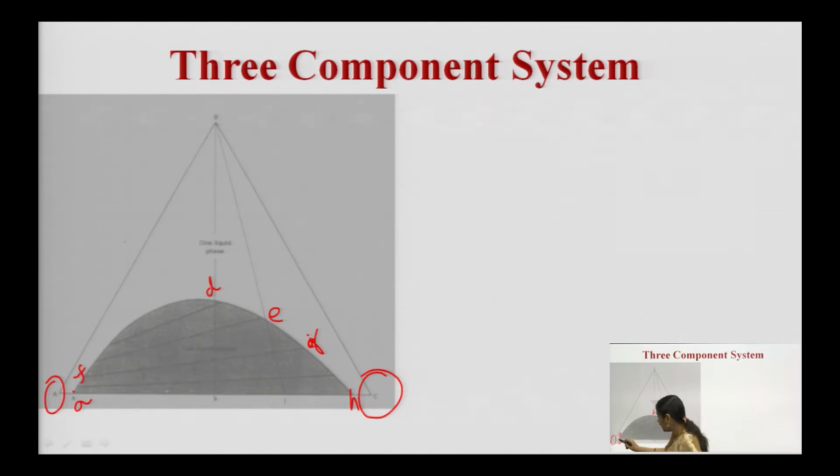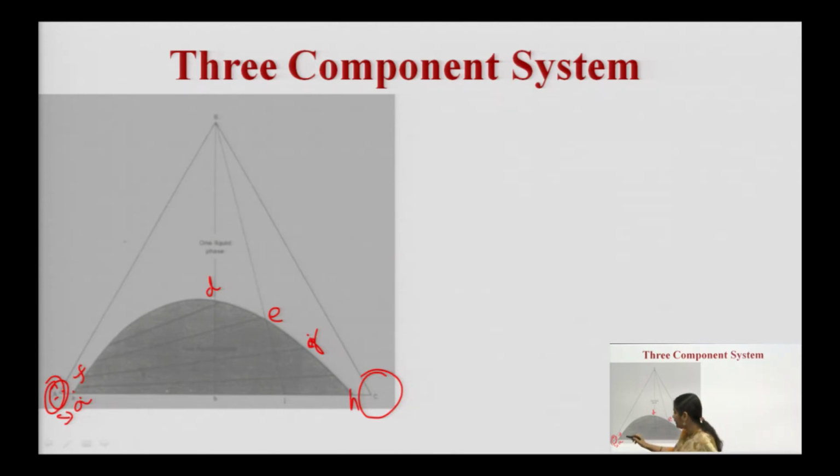Till this small a, A and C are miscible with each other, and here A is present 100% and C is 0 here, and as we move towards this small a, just a small increment of C is done. From this origin to this a, they are miscible, and again they are immiscible, and again from H to C they are miscible over a very small range.